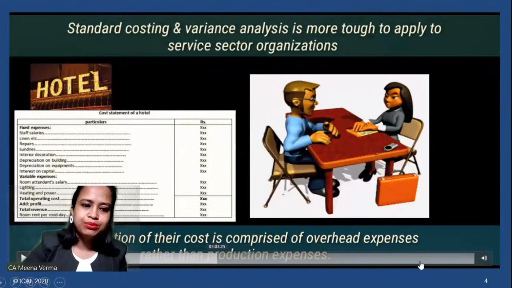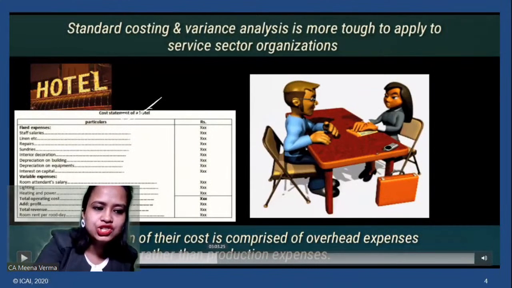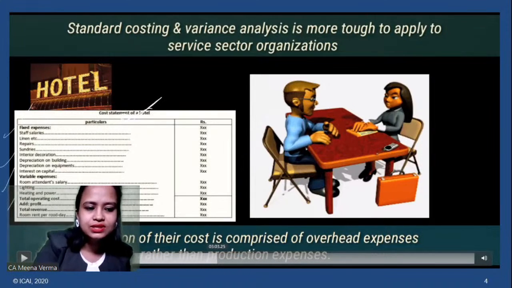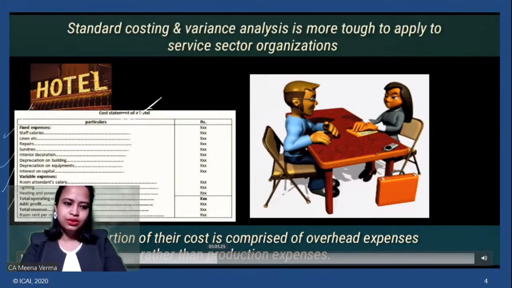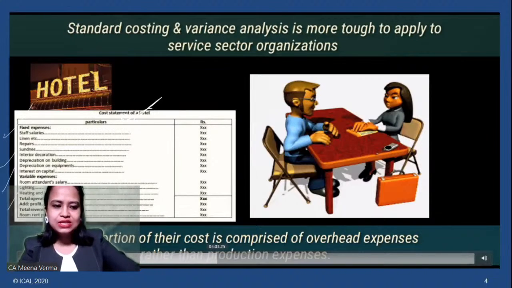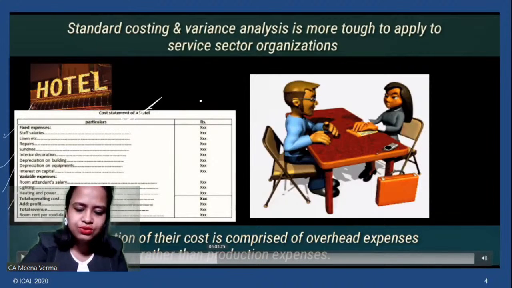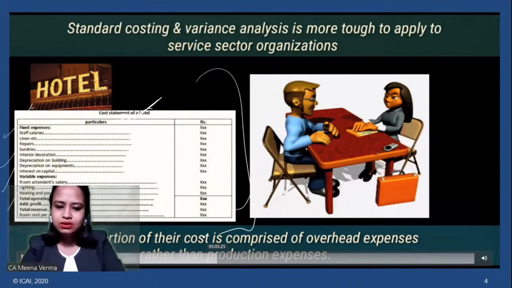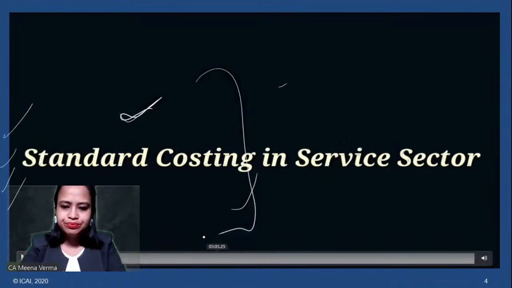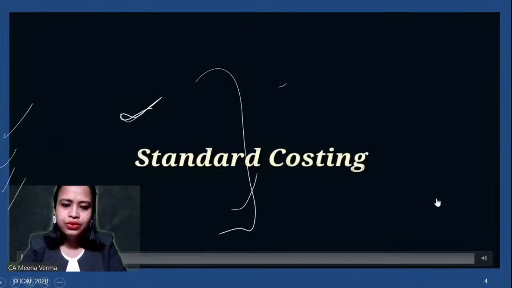So if you remember, we prepare a cost sheet in case of service sector like this, right? You consider the fixed expenses, you consider the variable expenses. This way you find the operating cost, then you add the profit, then total revenue. So I hope you have done this in CA Inter. Okay. So this is how we do this. We use the standard costing in case of service sector.